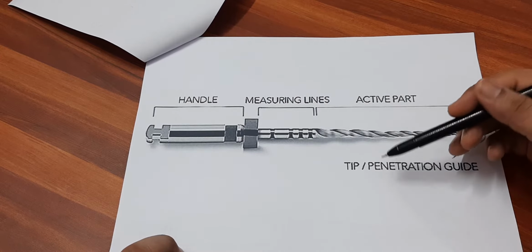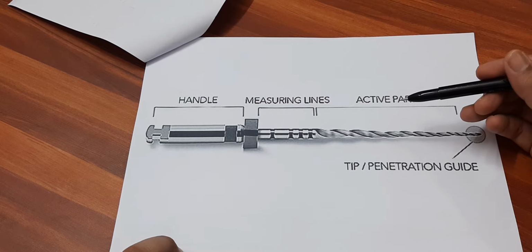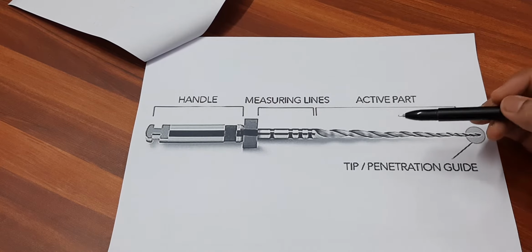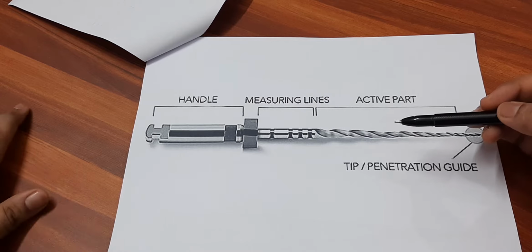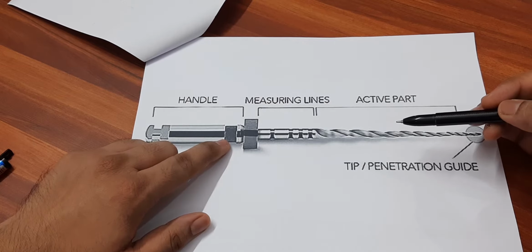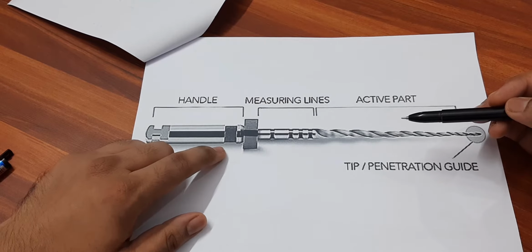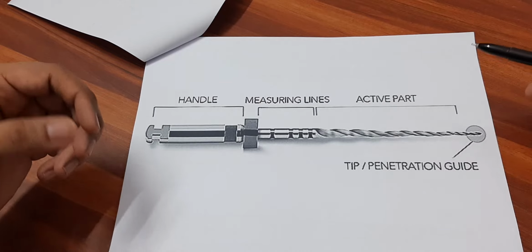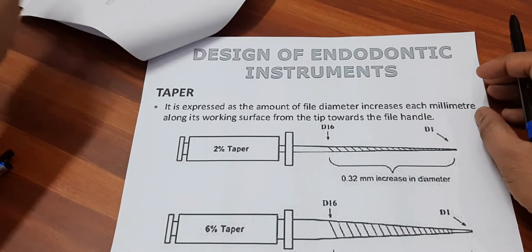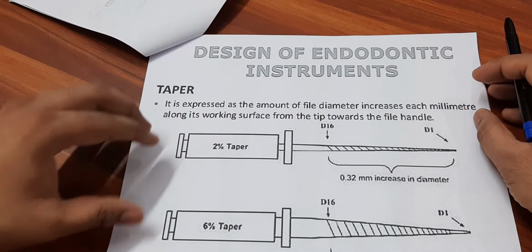This is the routine ISO marking of a file. Understand that there is a system, and you have to understand it that way. There is a latch here in the handle, and there is always a color coding here. It can be red, blue, yellow, purple, and many other colors that the manufacturer can have. So let's quickly relearn what tapers are all about.